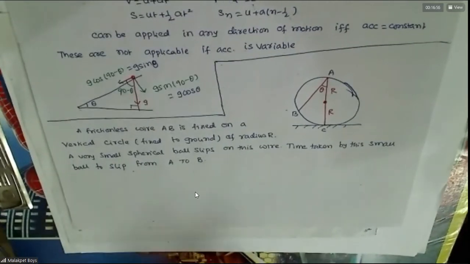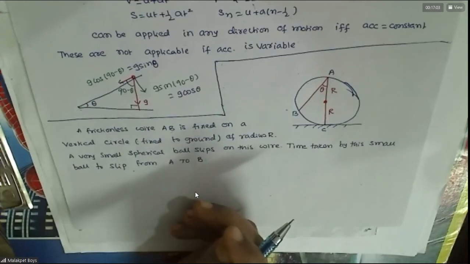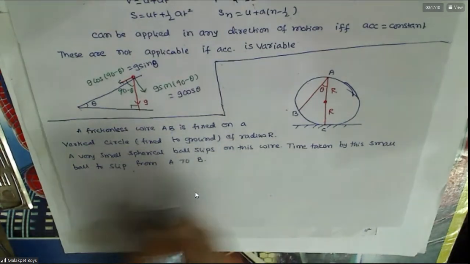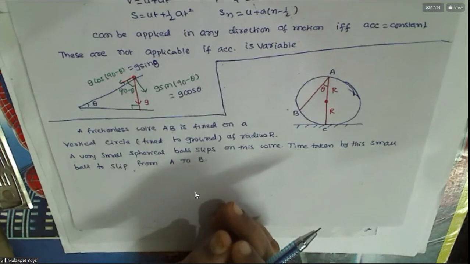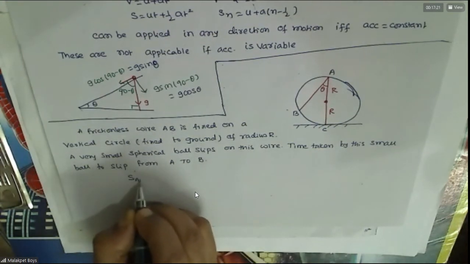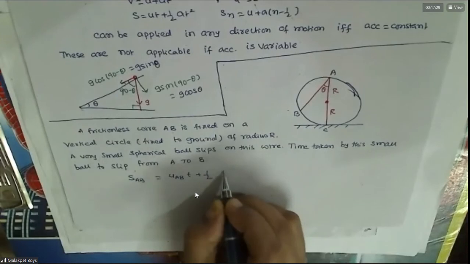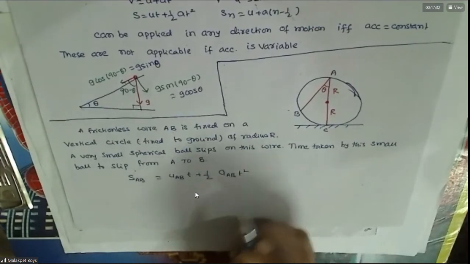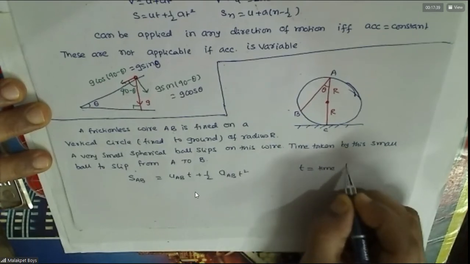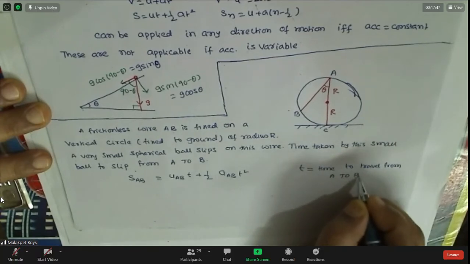Shall I go ahead? Now you can see along AB. What is asked? The time taken for the ball to slip from A to B. We'll use the equation: displacement along AB equals initial velocity along AB times t plus half acceleration along AB into t squared. Understood this?